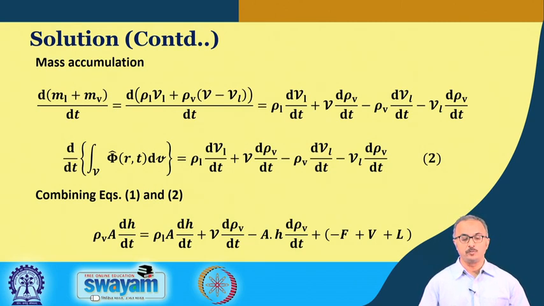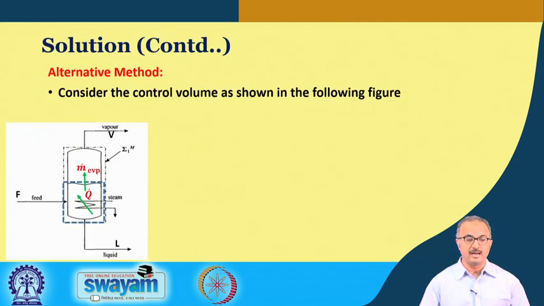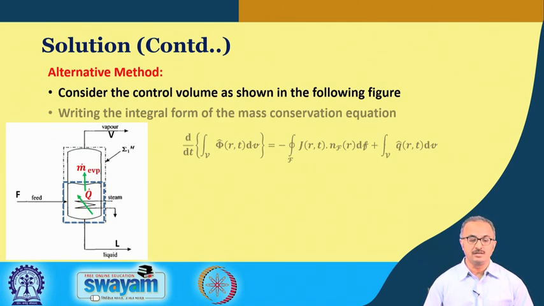Now, another formulation may be made to simplify this problem a bit, and that is that instead of taking the whole evaporator as the control volume, we can just focus on the liquid side as the control volume. Let us see what advantage we derive by this alteration in the selection of the control volume.